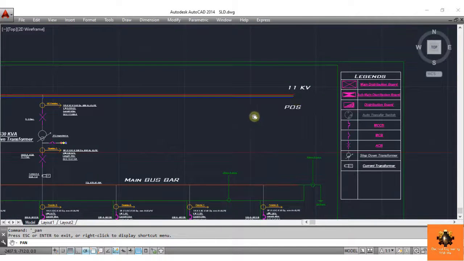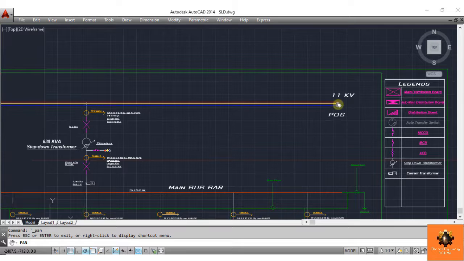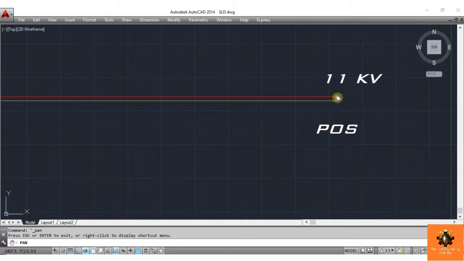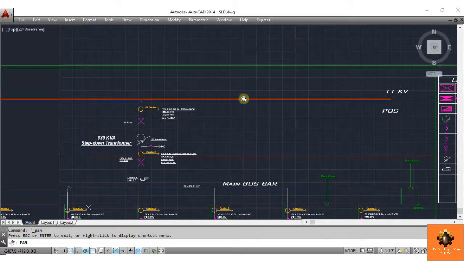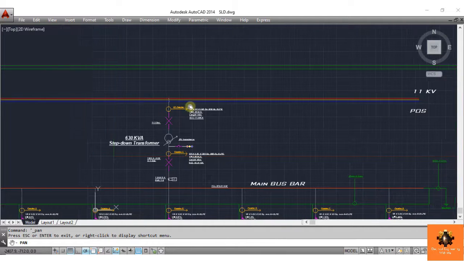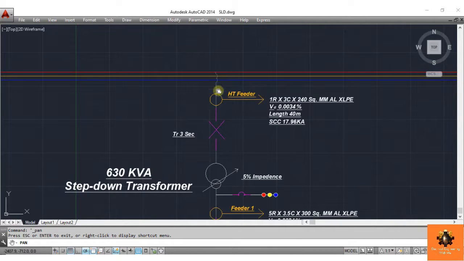So come to this point of supply, and this is the main three-phase line from where the electricity company supplies power to us. And in my case this is an 11 kV line, where these three different colors lines are representing three phases, RYB phases. But if you want to represent all these three phases simply by a single line, you can also go with that, no problem. Clear?